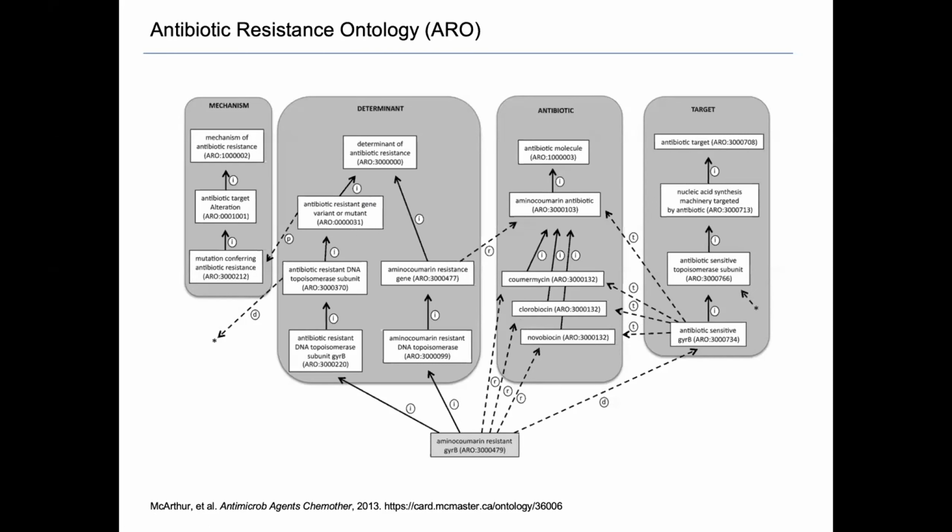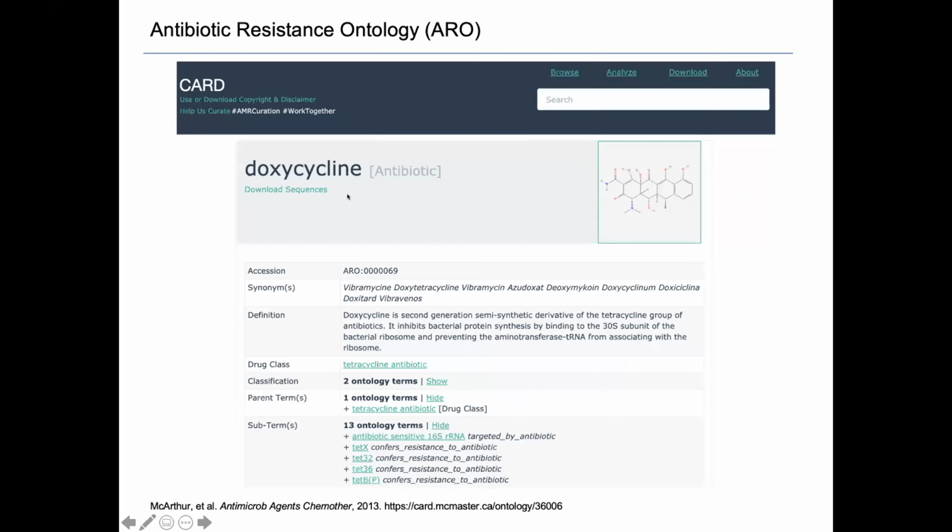And how this looks on the website is, if you were, for example, interested in the doxycycline antibiotic, you would click on this antibiotic and then you would see that it is within the tetracycline antibiotic drug class, and that it targets the 16S rRNA, and that these following tetracycline resistance genes confer resistance to doxycycline. So even those who don't necessarily work with genomics or use CARD will use the ontology as a resource in studying AMR because it is a vast knowledge network.